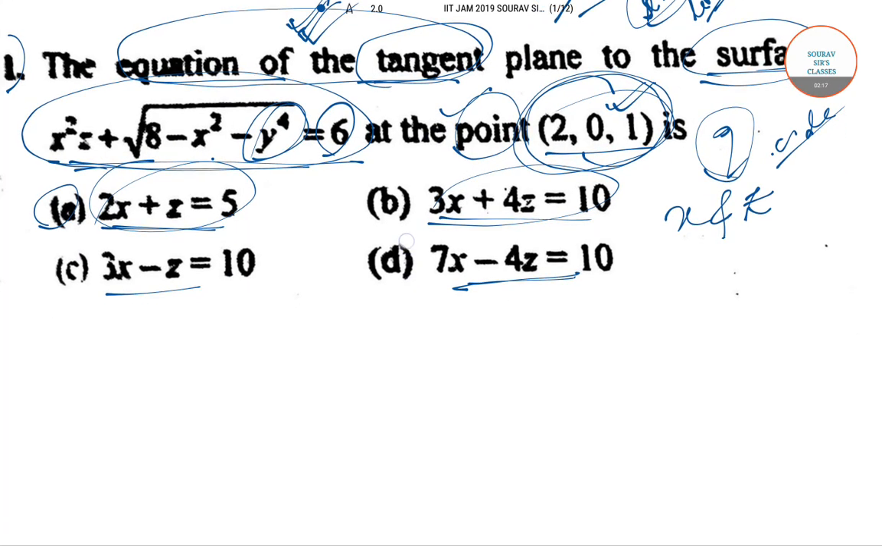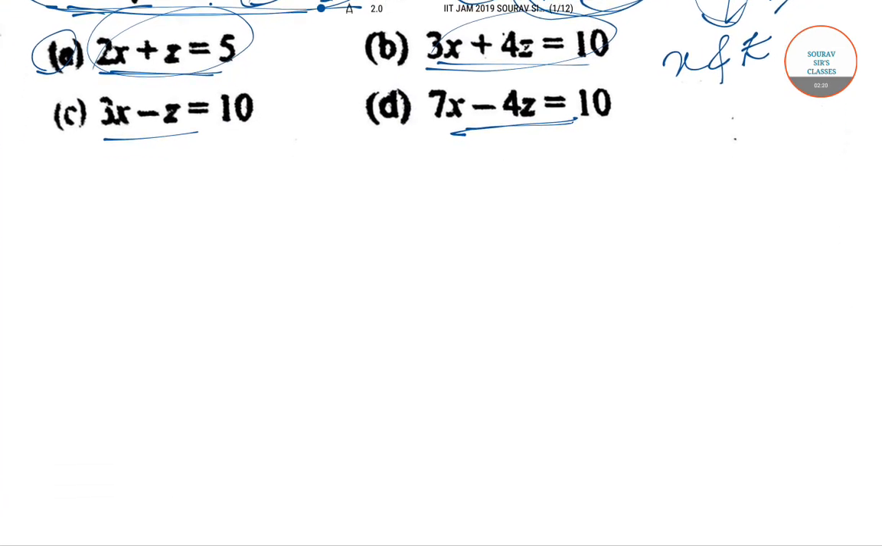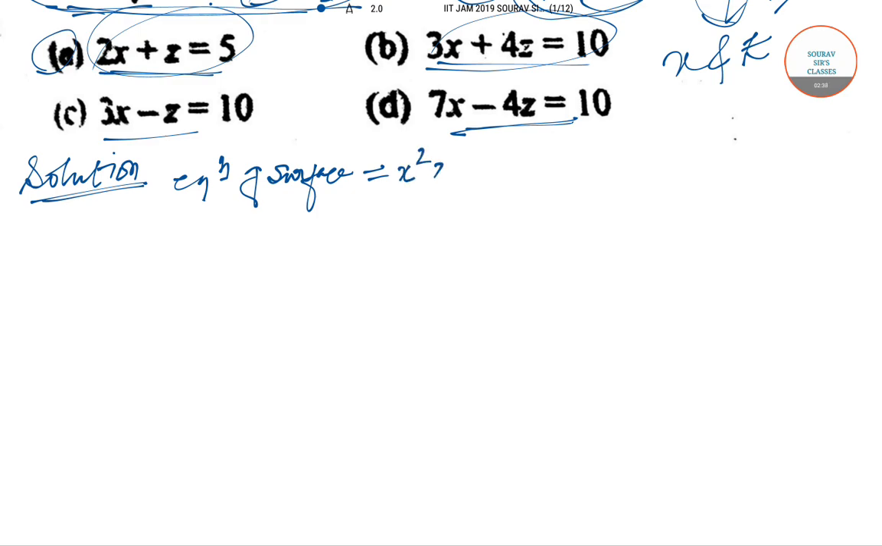Okay students, now moving forward towards the solution of this question. The equation of the surface is given: x square z plus root under 8 minus x square minus y to the power 4, and this is equal to 6. So we are provided with this equation. Let this equation be equation number 1.